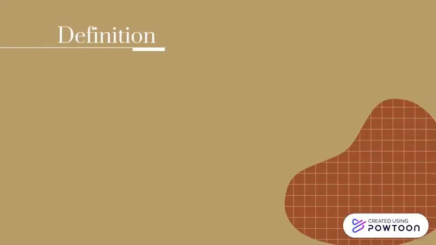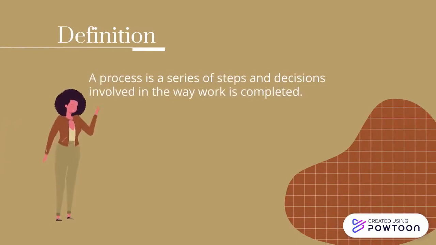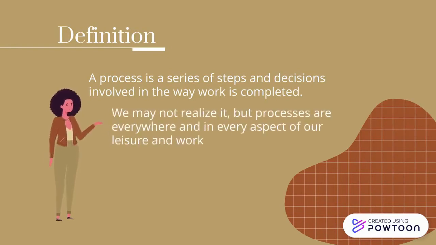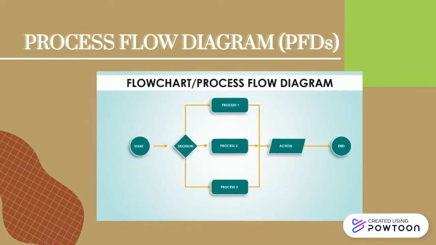Definition of process. A process is a series of steps and decisions involved in the way work is completed. We may not realize it, but processes are everywhere and in every aspect of our leisure and work. Next, I will tell you about process flow diagrams or PFDs.